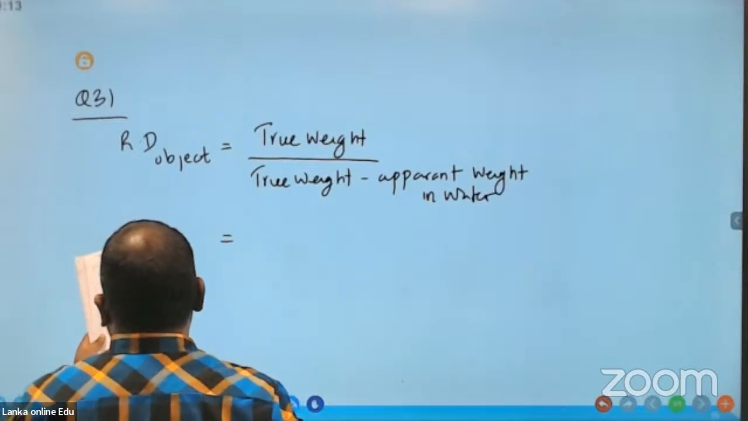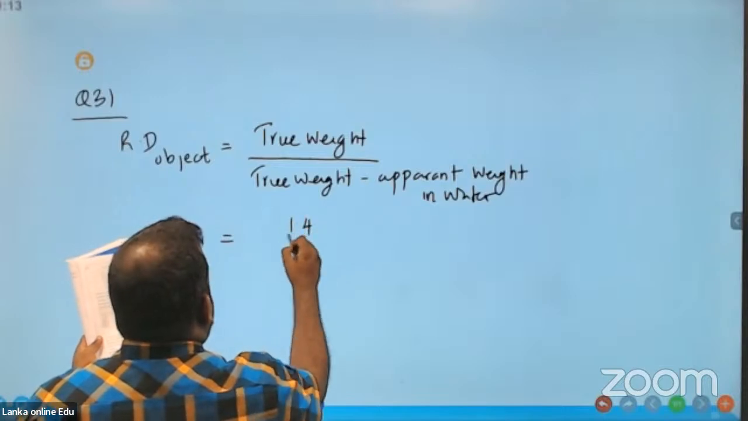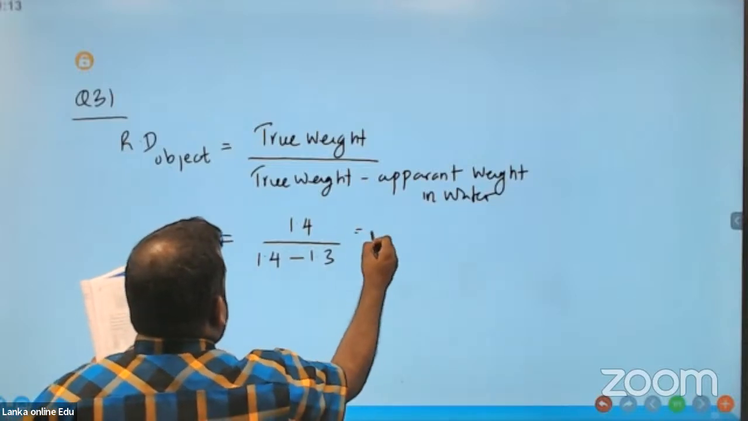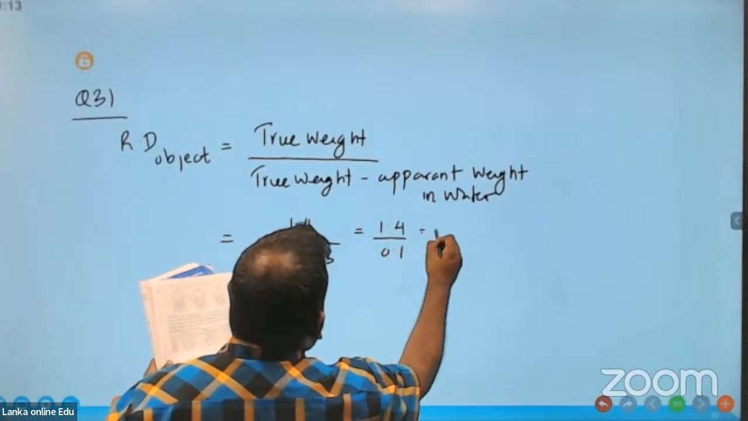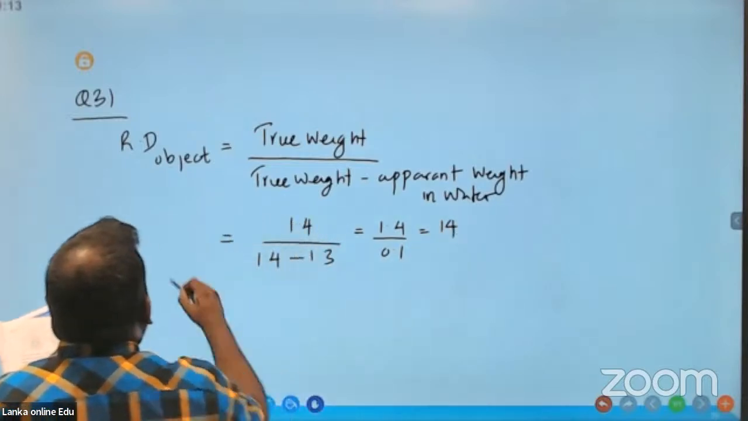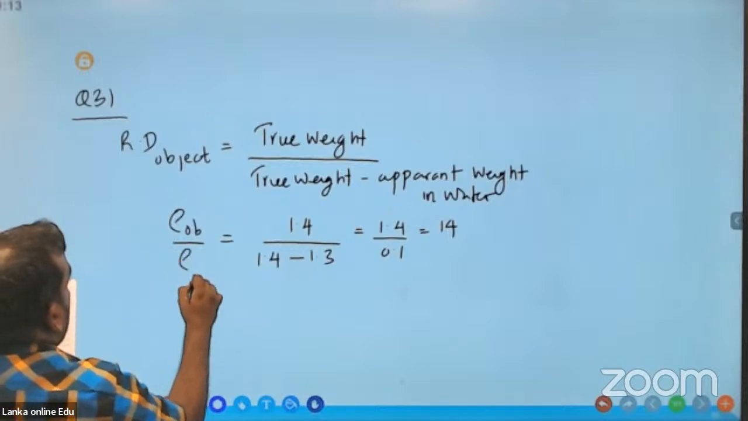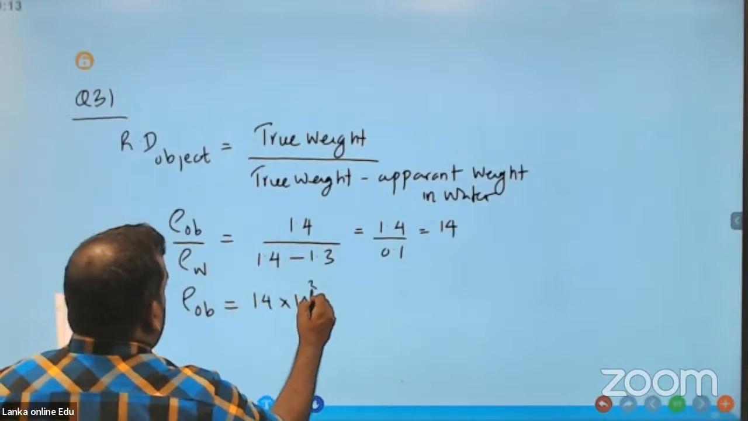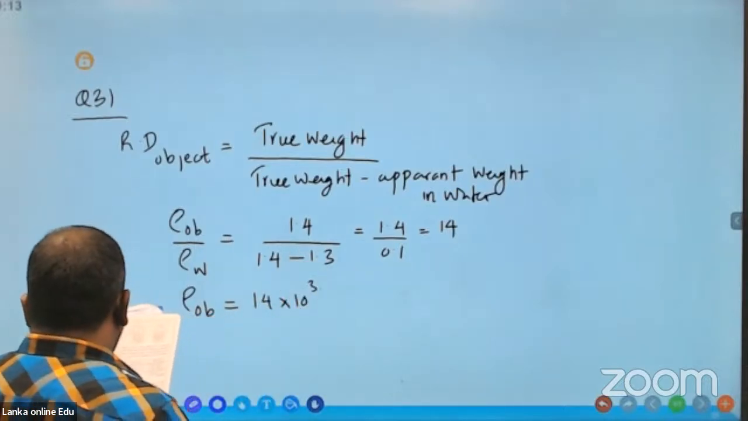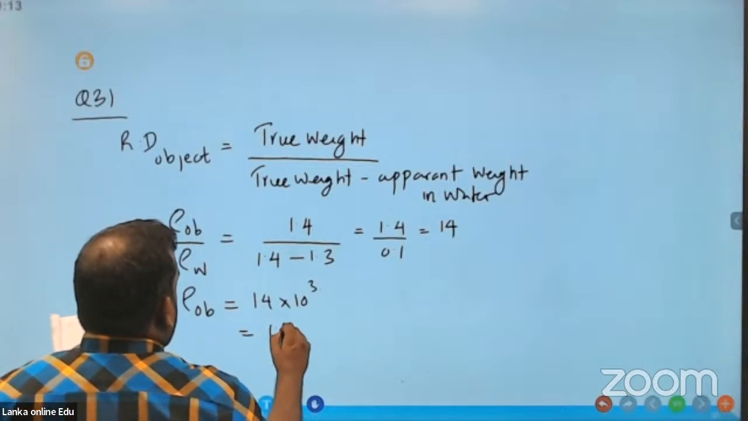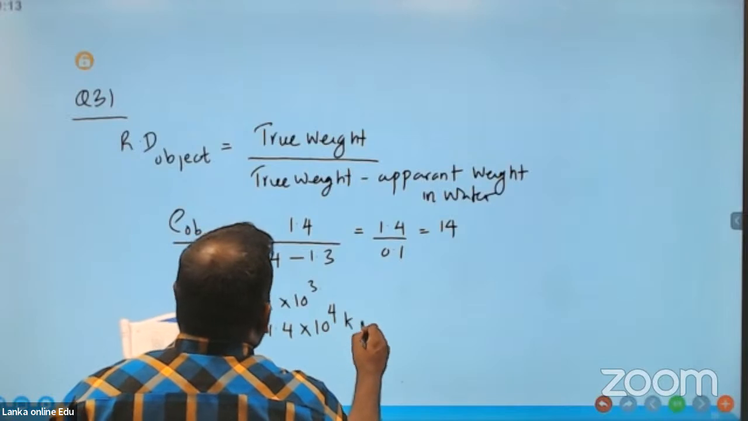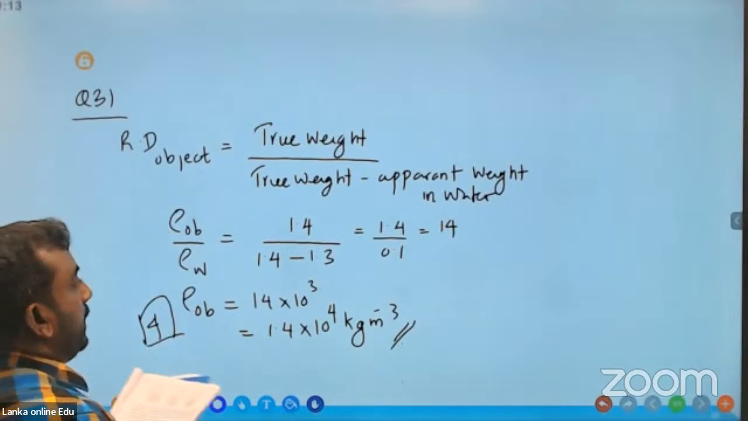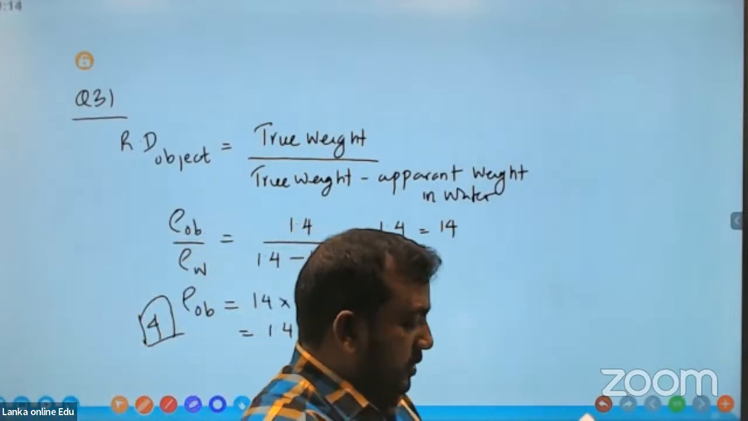So true weight here is 1.4 kg. Apparent weight is 1.3 kg. So from this you have 1.4 divided by 0.1, 14. Density of the object divided by density of water. First multiply. Density of object equals 14 multiplied by 10 to the power 3. Simplified further, 1.4 × 10 to the power 4 kg m^-3, which is answer number 4. Okay. So pretty direct calculation.